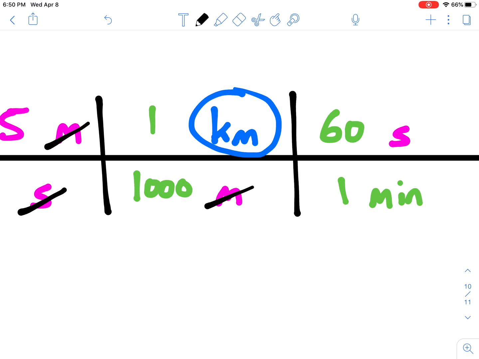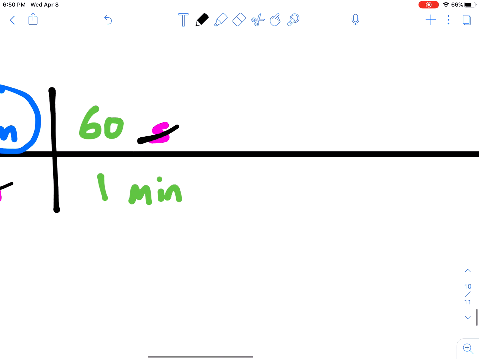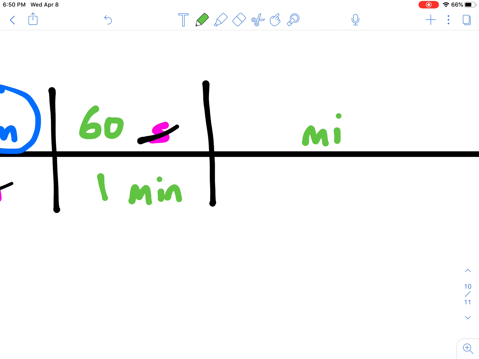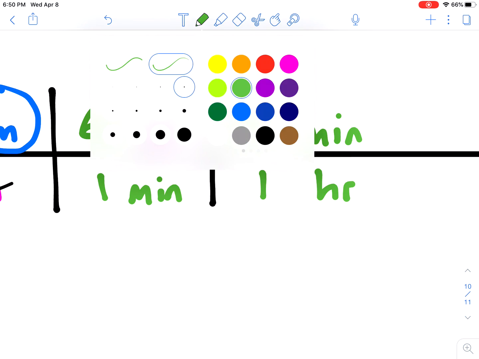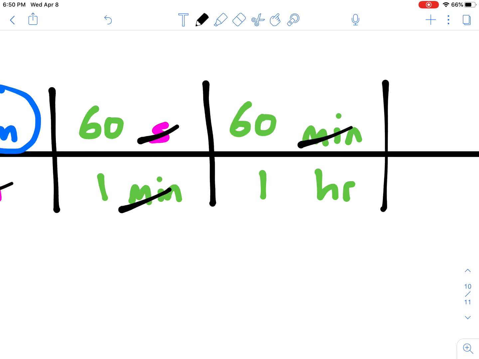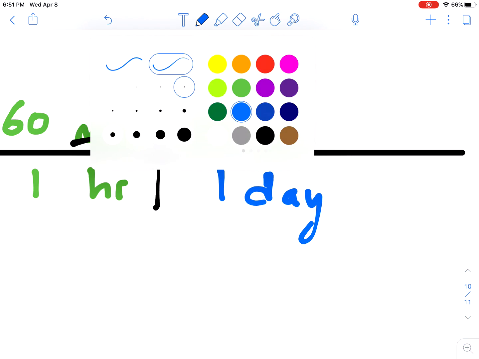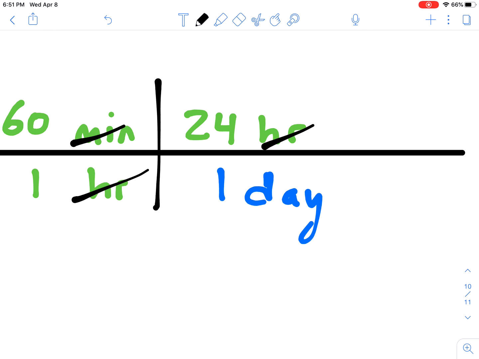Notice that your seconds cancel. You're left with minutes in the denominator now. So now we need to cancel that again by putting minutes in the numerator. How many minutes are in an hour? Well, there are 60 minutes in 1 hour, and your minutes will cancel. And why was that helpful? Because we know the relationship between hours and days. We know that there are, in 1 day, 24 hours. And our ultimate goal is to get days on the bottom. Your hours will cancel. And ultimately, look at what you have.